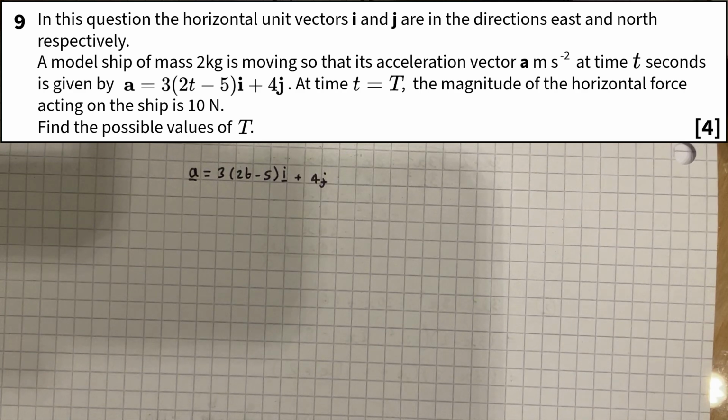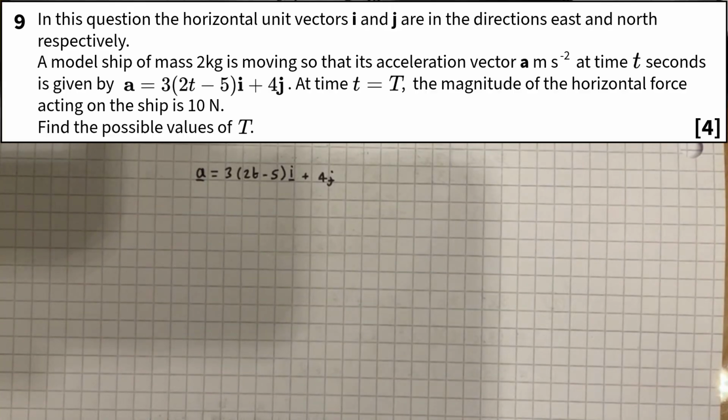In this mechanics question, we have a model ship. It's got a mass of 2 kilograms and it's moving with a vector a of acceleration given as in the question. At a certain time, t equals capital T, because that's not confusing, the magnitude of the horizontal force acting on the ship is 10 newtons, and we've got to find what are the possible values of T.